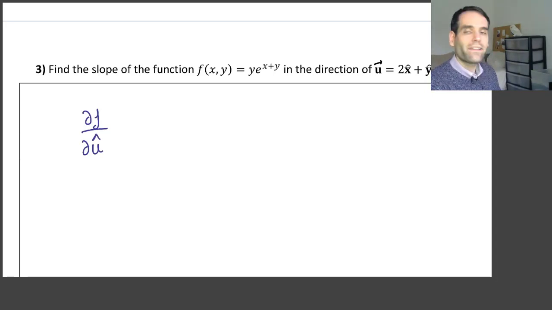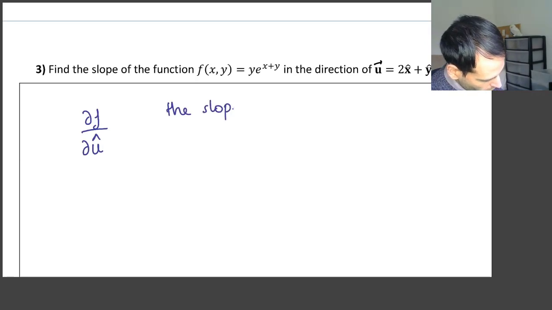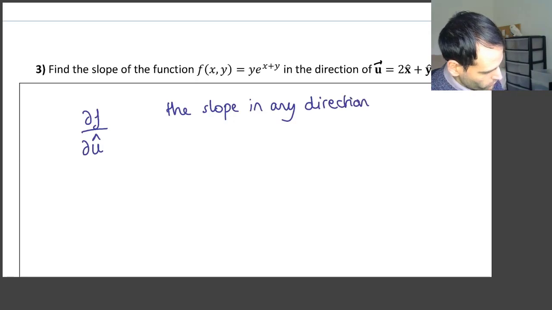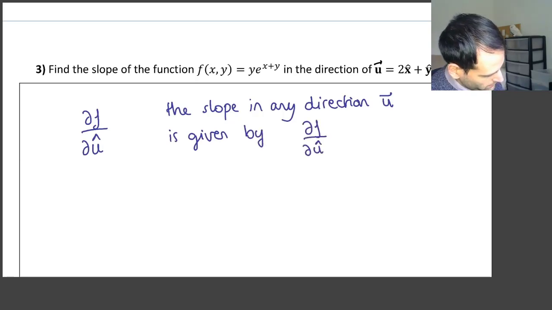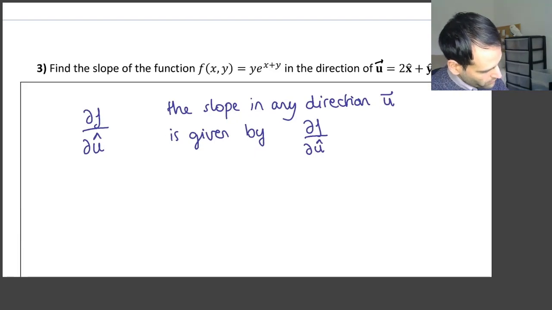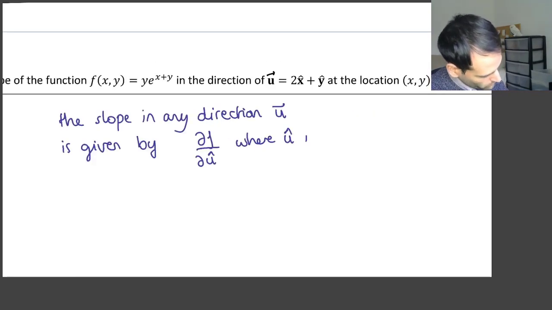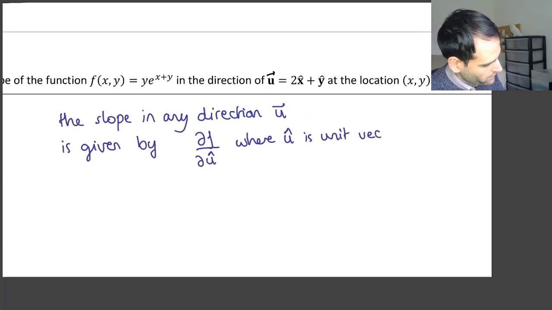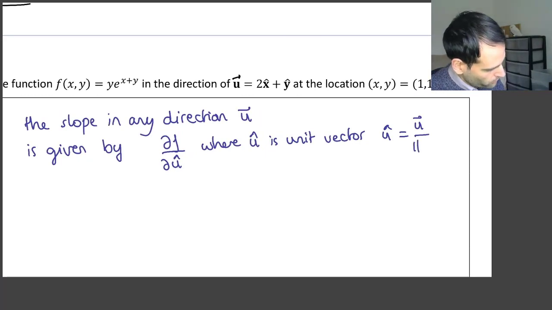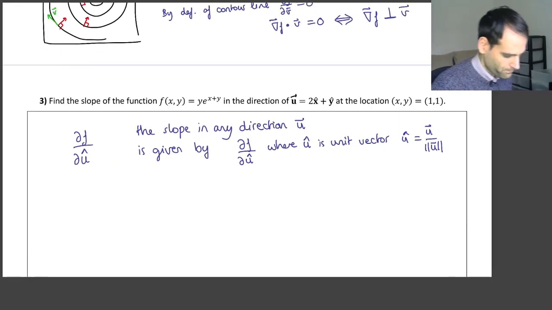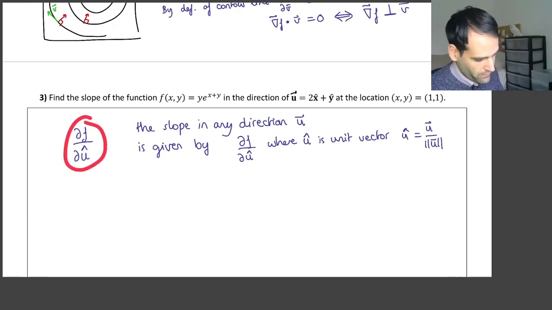Okay? If you want to find the slope in any direction u, it is given by the directional derivative with respect to u hat. Okay? So where u hat is a unit vector, the unit vector in the direction of u. So u hat is u divided by the norm of u. Okay? So we need to calculate this directional derivative.